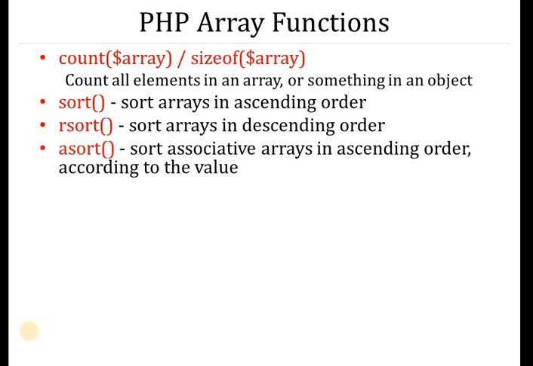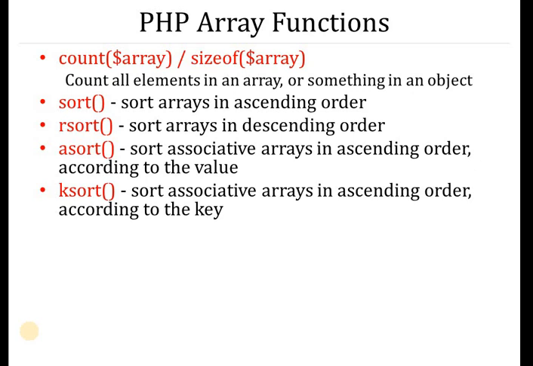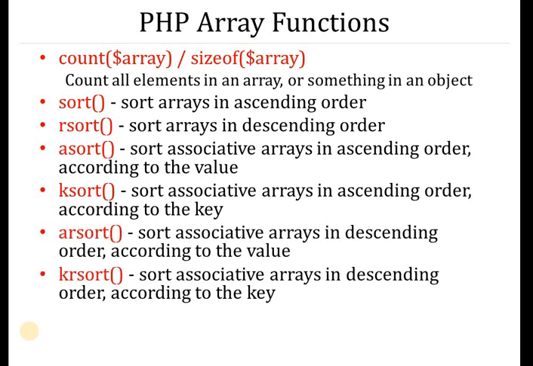After that there are asort and ksort, and also arsort and krsort. These last four sorting functions are related to associative arrays. In asort, the sorting is performed according to the value of the array. In ksort, sorting is performed based on the value of the key parameter.